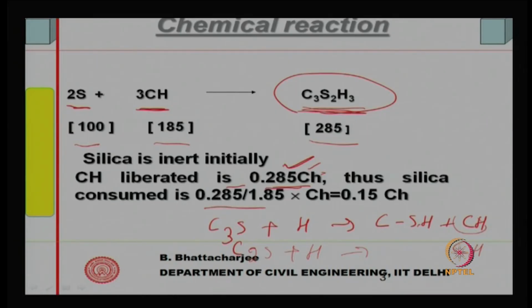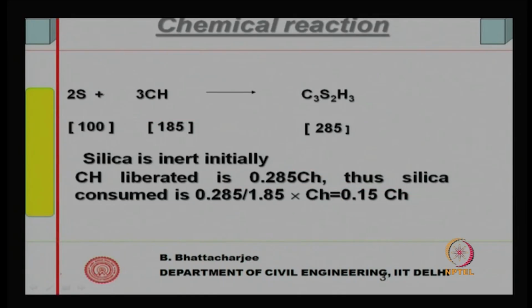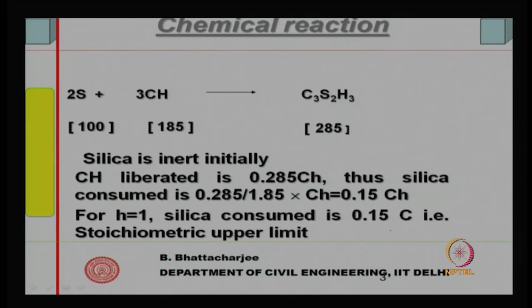The silica consumed would be about 0.15 CH, because for 285 of CH liberated, the silica is 185, so the ratio is of this order. One can find out how much percentage of silica is consumed. It is about 15% of the cement that is hydrated. If H is equal to 1, it is 0.15 C, that is the stoichiometric upper limit.